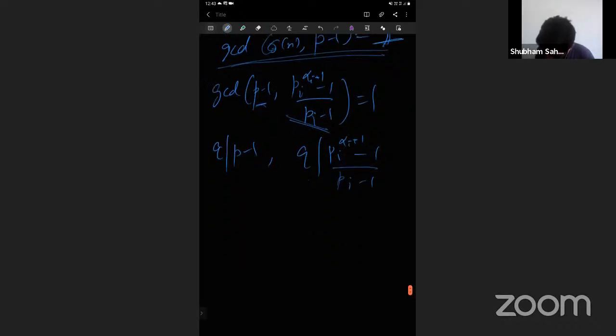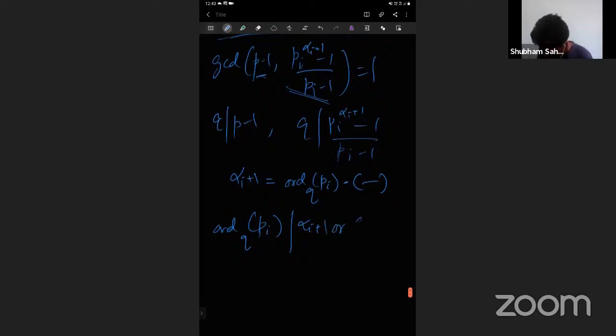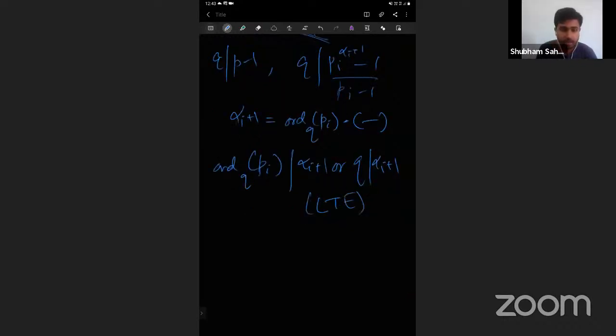Then alpha i plus 1 is a multiple of the order of pi modulo q, right? So essentially what I'm trying to say is that the order of pi modulo q divides alpha i plus 1, or q divides alpha i plus 1. This is because of LTE, by the way. There's this lemma called lifting the exponent.